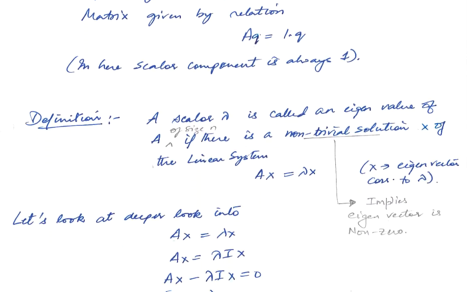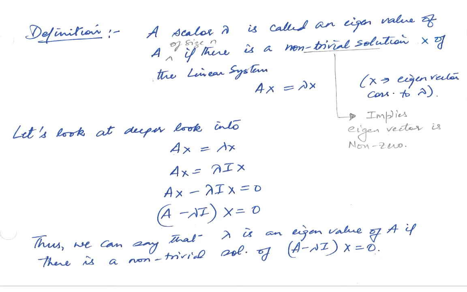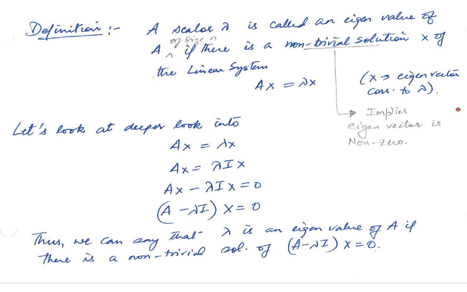So let's go back to our definition again. Now we're going to give a proper definition of an eigenvalue. We say a scalar lambda is called an eigenvalue of a matrix A of size n if there is a non-trivial solution x of the linear system given by Ax equals lambda x. When I say a non-trivial solution x, that means I'm talking about my eigenvector being non-zero.